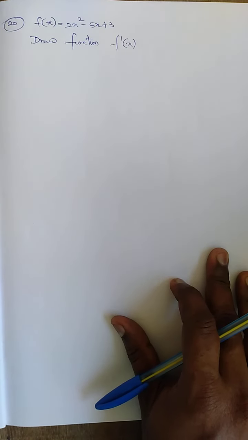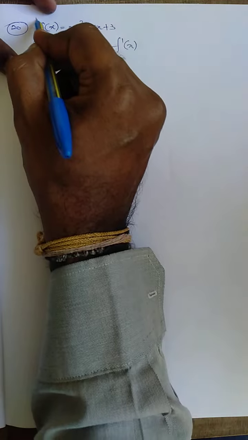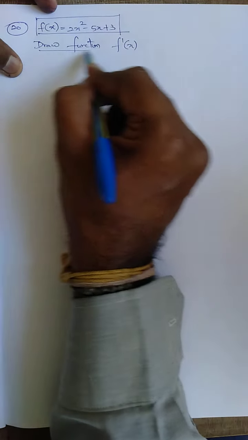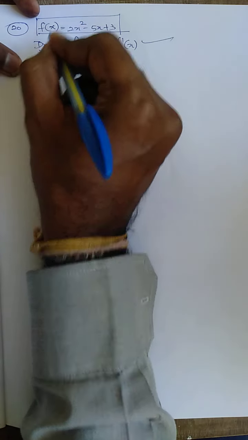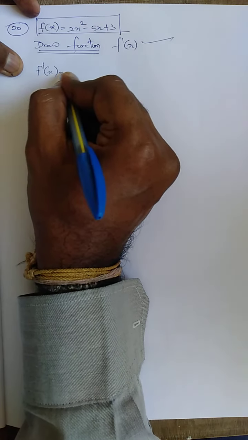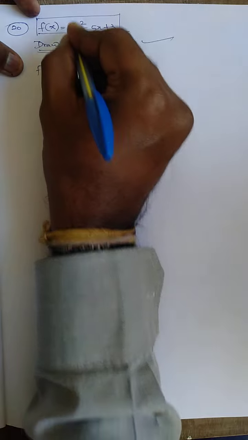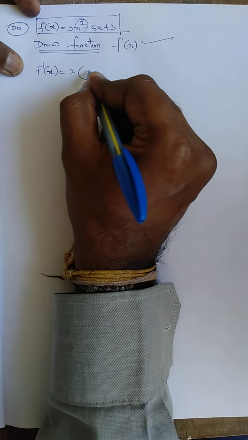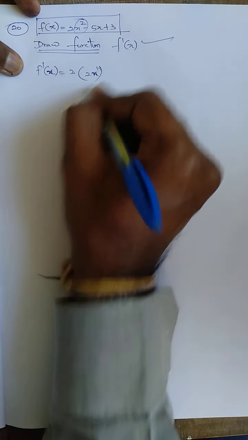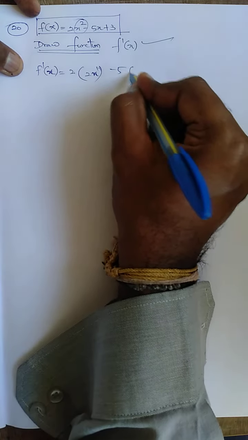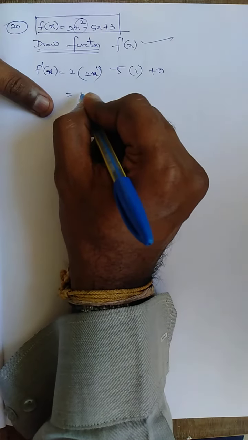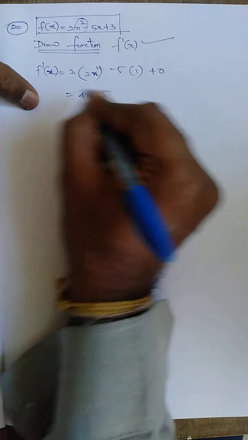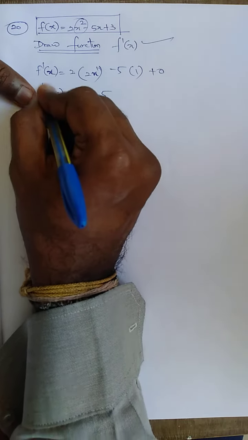The last sum of this exercise, sum number 20, they have given f of x. I need to draw the function f dash of x. So f of x differentiated is f dash of x. 2 is a constant, bring the power down: 2x to the power 1, minus 5. x differentiated is 1, 3 differentiated is 0. So 2 twos are 4x, minus 5. This is f dash of x.